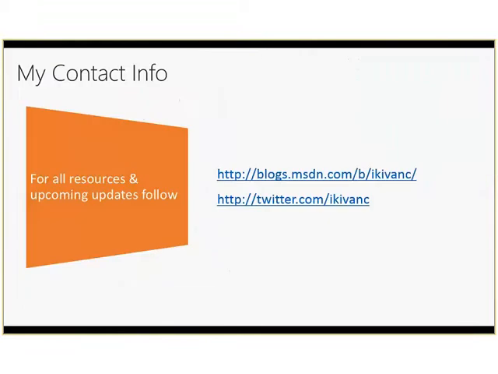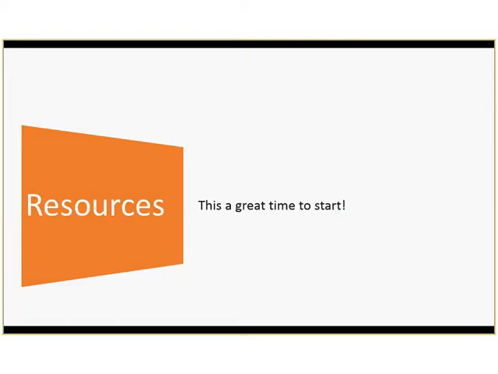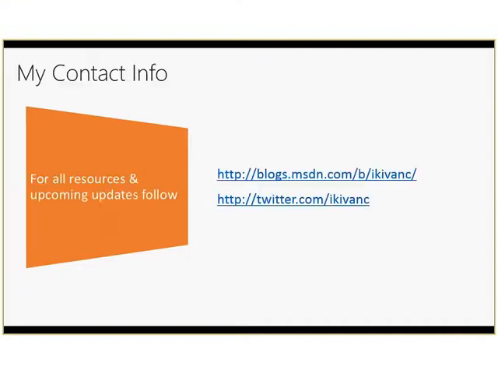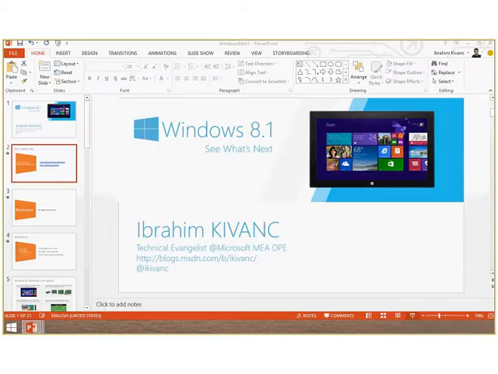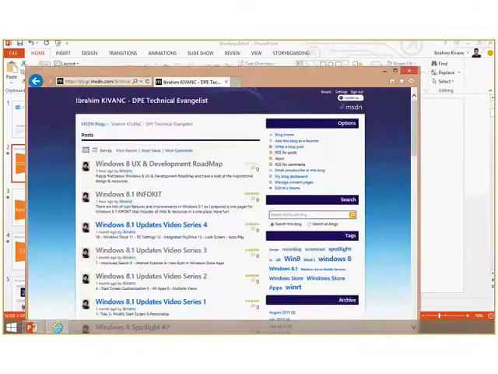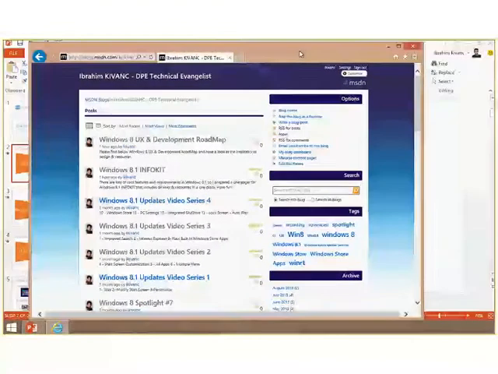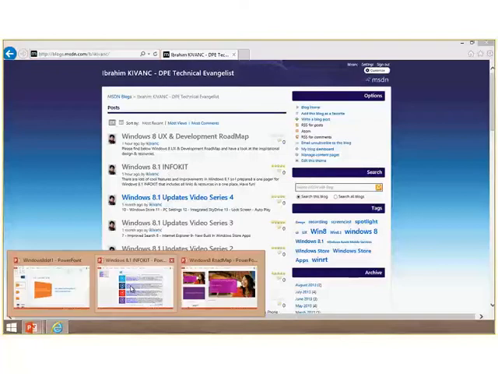I will move forward. As I mentioned before, you can follow me from here, and you can find all resources and maybe, in the coming days, upcoming events. I just wanted to talk about the resources. If you go to blogs.msdn.com/ikivanch, you will find some resources that I recently updated. Let me go there and show you. The first one is the Windows 8 UX development roadmap, and another one is the info kit. Let me open these PowerPoint slides.